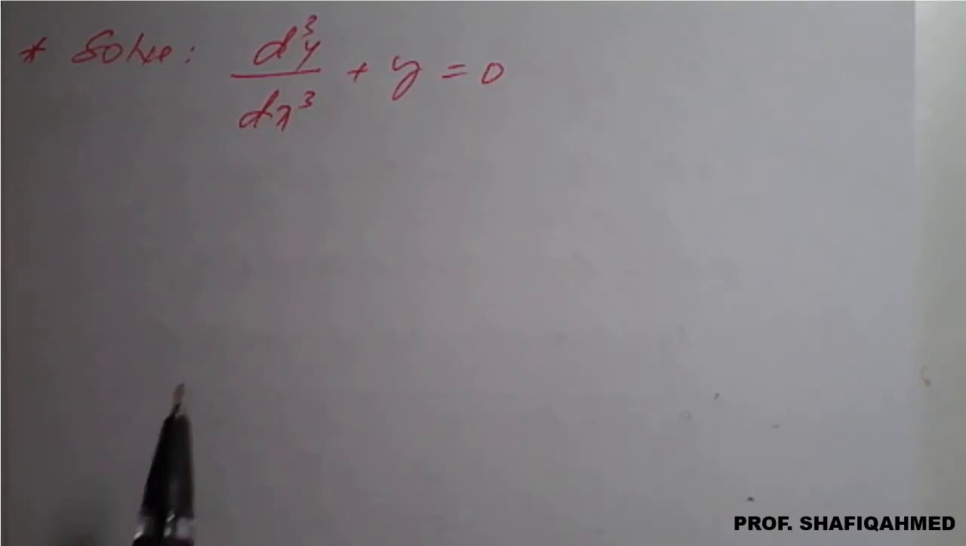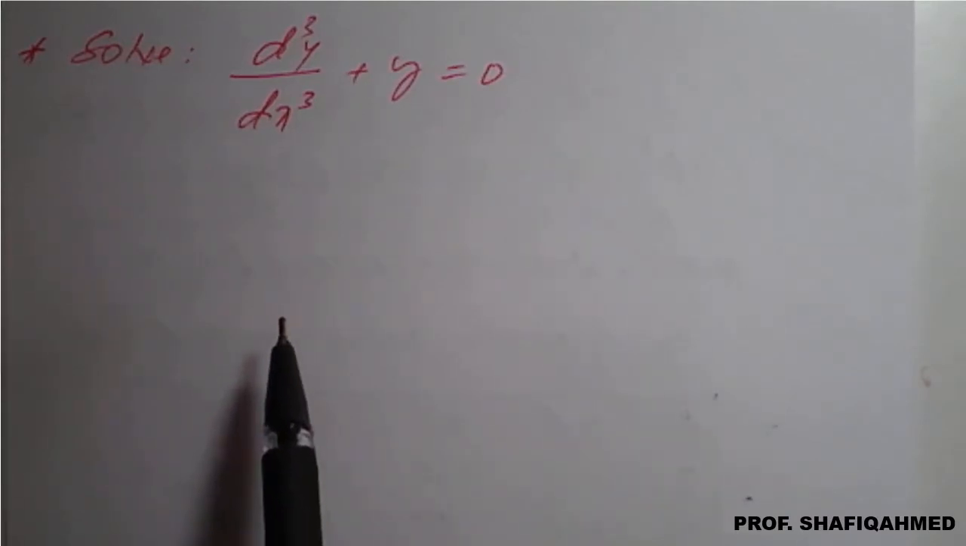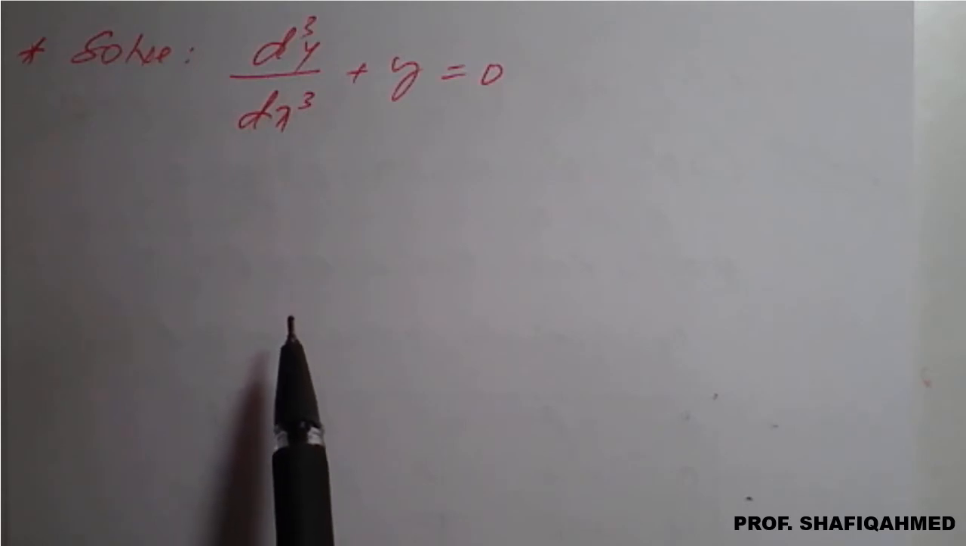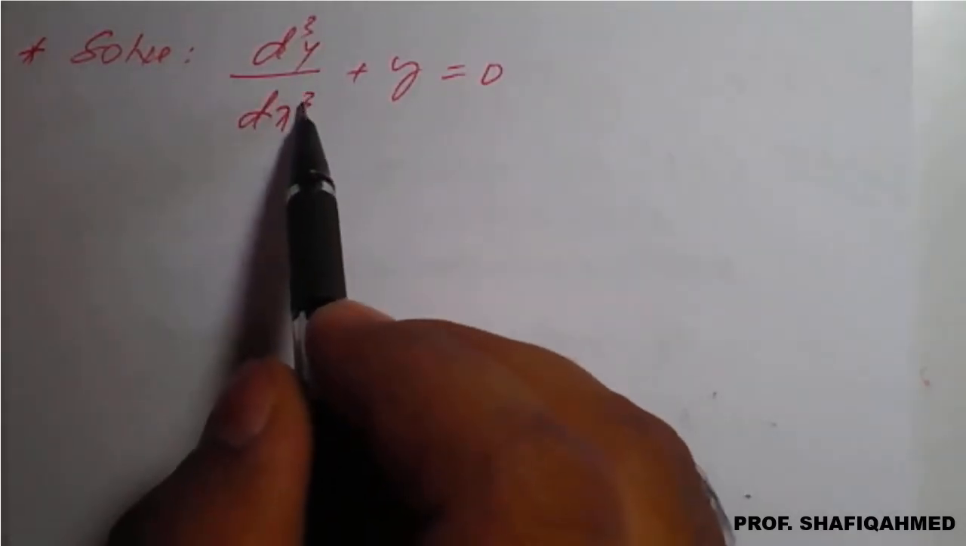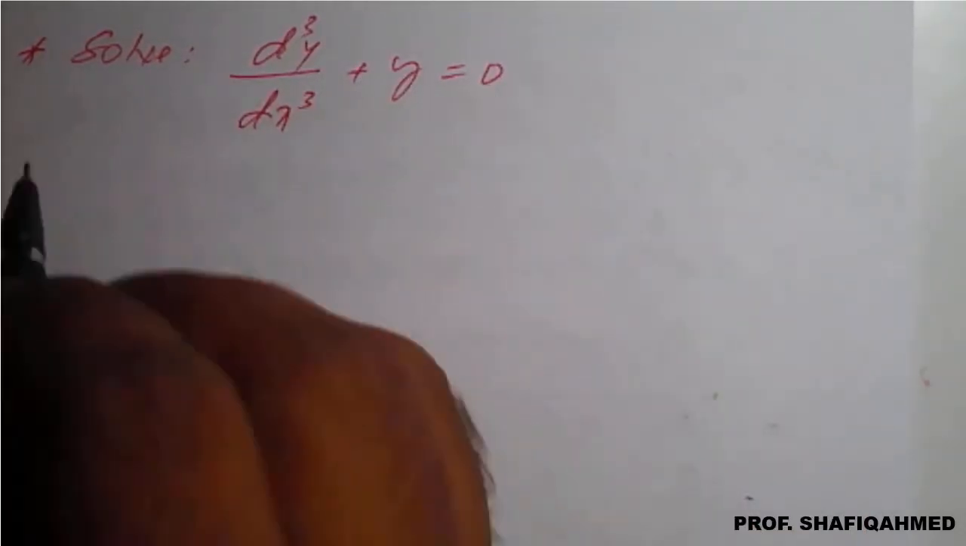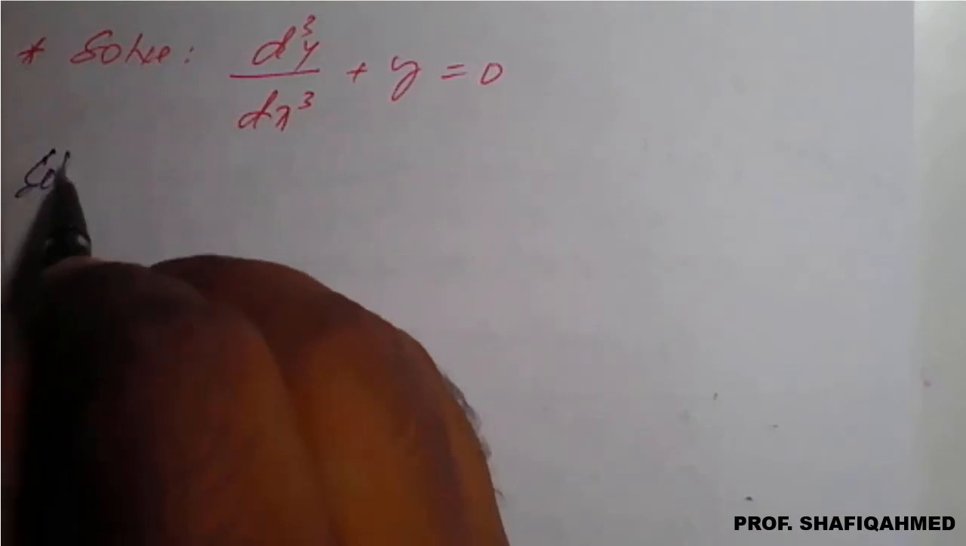Hello everyone. In this lecture we'll see a problem on homogeneous differential equation. The problem is: solve d cube y upon dx cube plus y equal to 0. Solution.